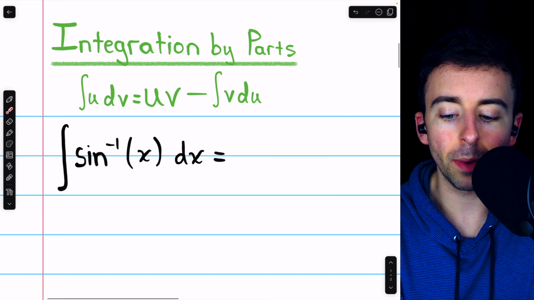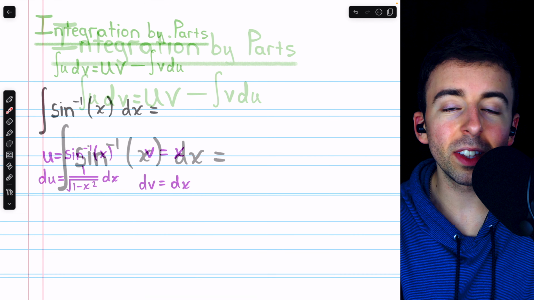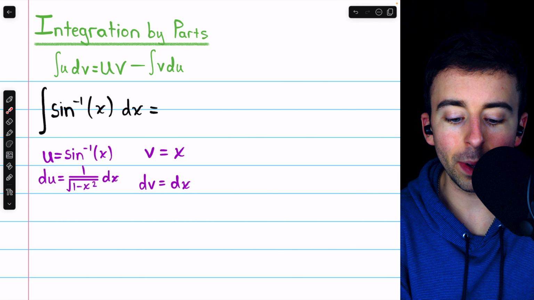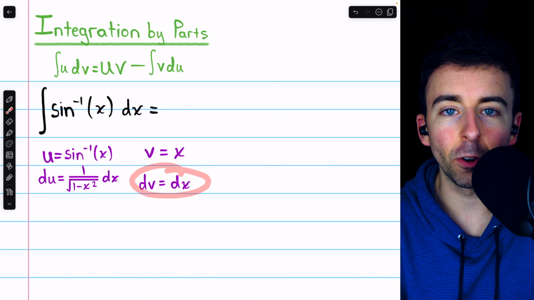To integrate the inverse sine function, arcsin of x, we can actually use integration by parts, the formula for which I've put here for your reference. When setting up integration by parts here, there's not a whole lot of choice. We have to pick u and differentiate that, and we have to pick dv and integrate that.